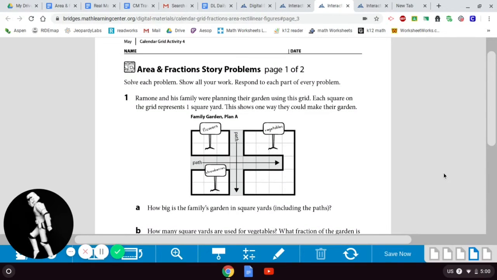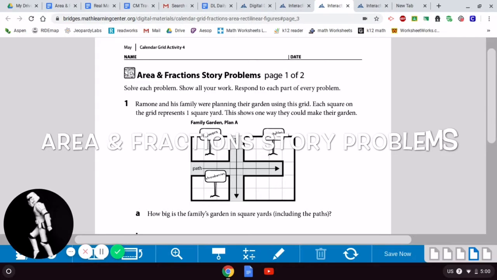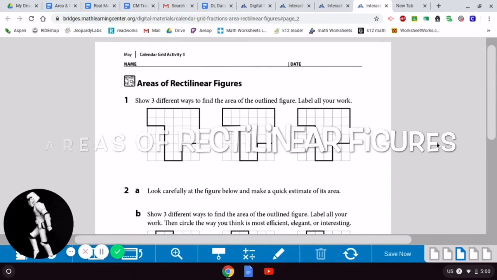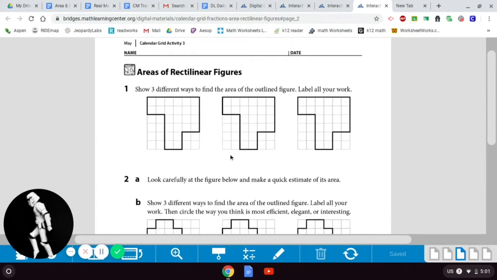Alright, ladies and gentlemen, you have two assignments coming your way today. One of them is called Area and Fraction Story Problems. That one's actually 2 pages long. The other one that you have is called Areas of Rectangular Figures. You've got to calculate the area of the figure in 3 different ways.